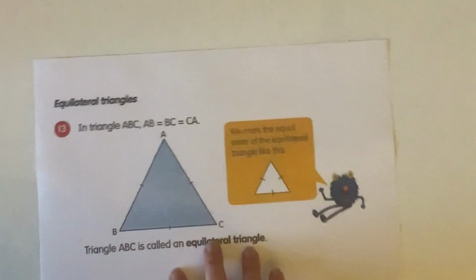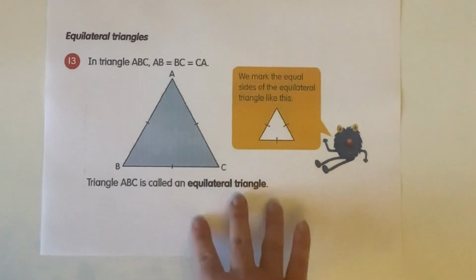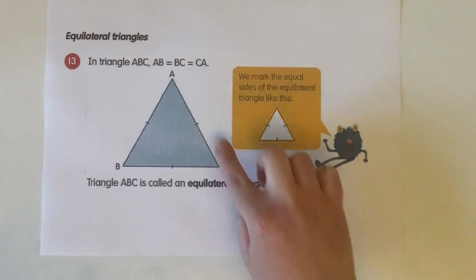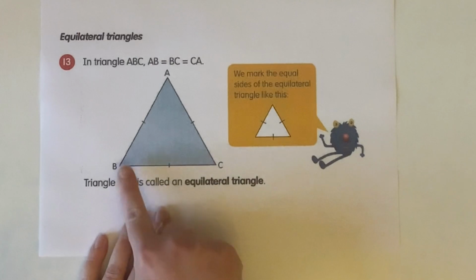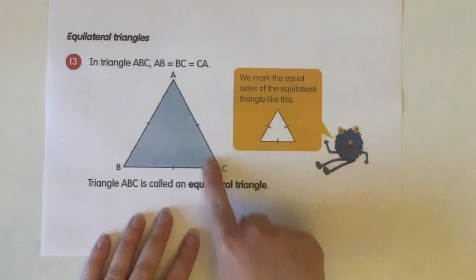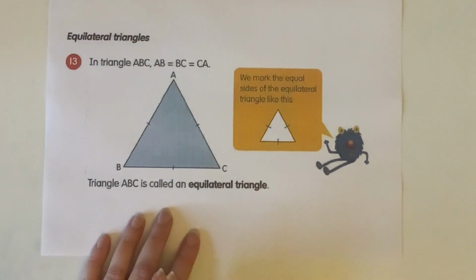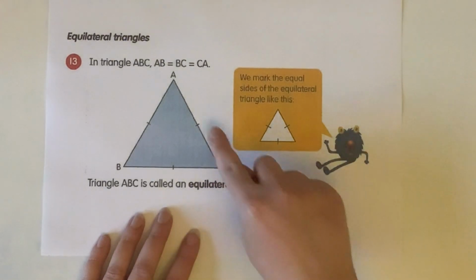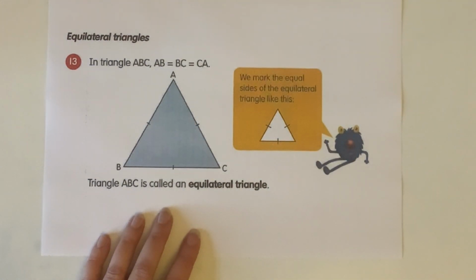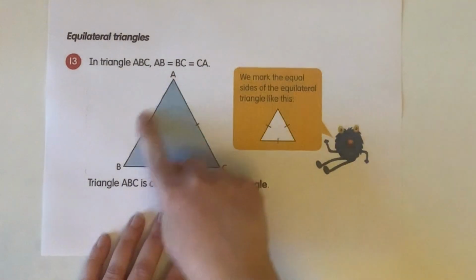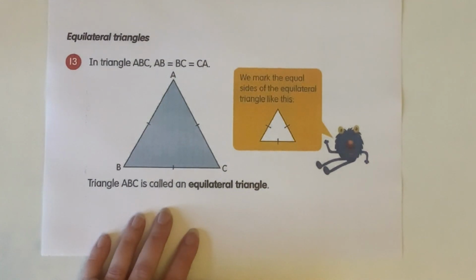So let's have a look at this first of all. We've got the triangle ABC. We are told that AB equals BC equals CA. Similar to an isosceles triangle, to show that the sides are equal, we put these little dashes on. So this is an equilateral triangle. All 3 sides are equal in length.